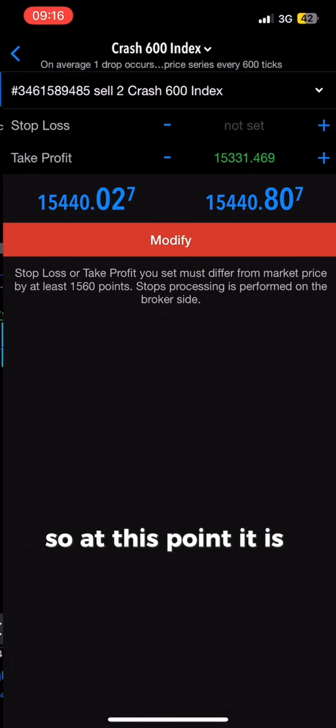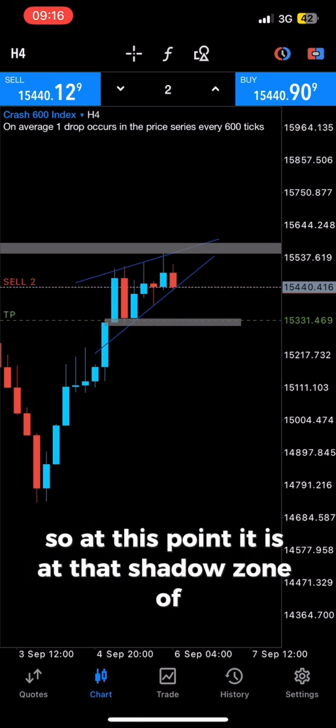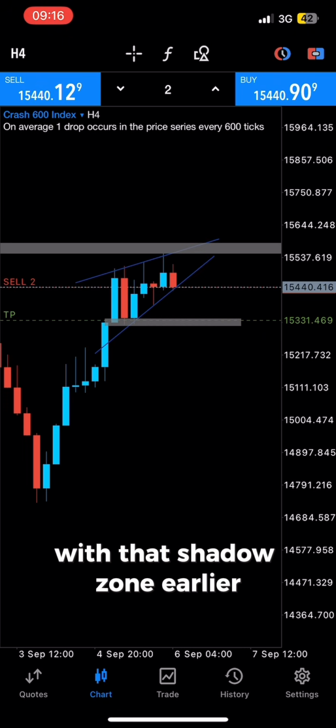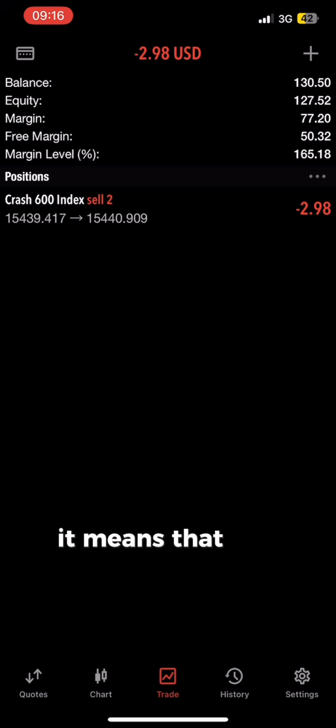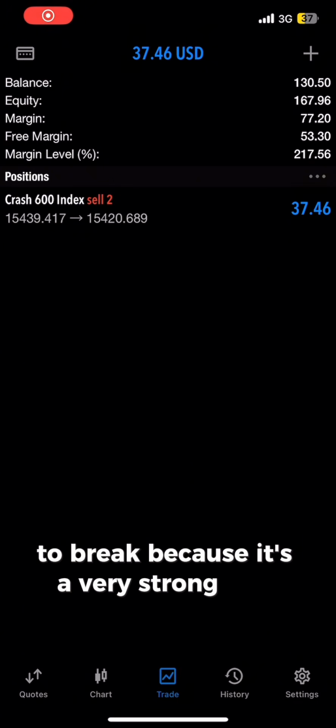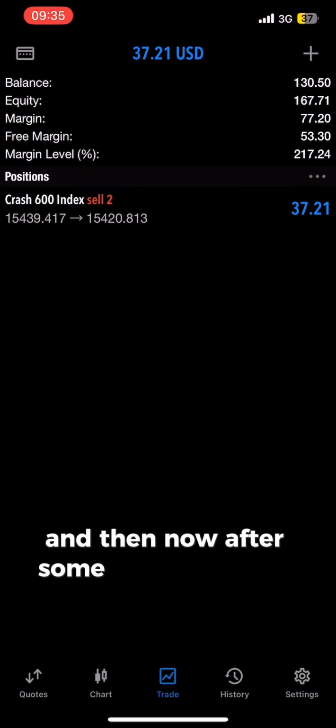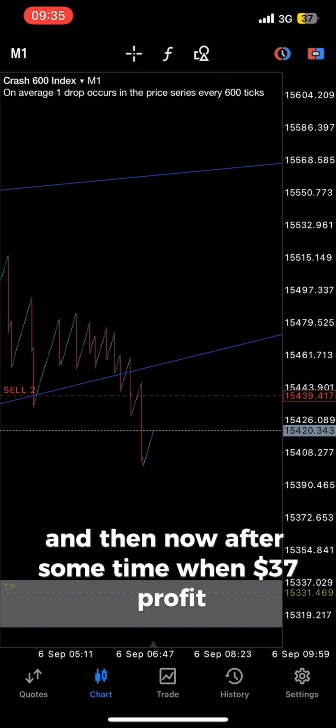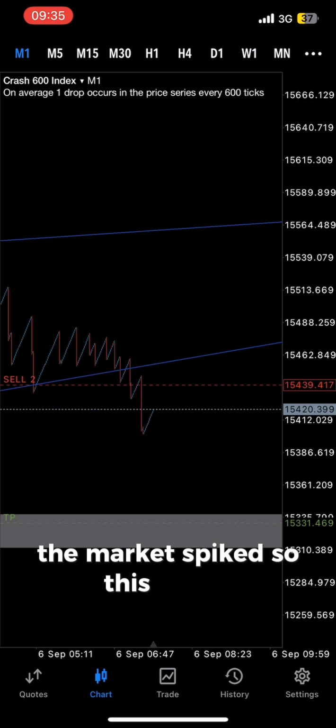So at this point, it is at that shadow zone. We have put that shadow zone earlier. So at this point, it means that the market is going to face a little bit of a challenge to break because it's a very strong area. And then now after some time, we're in $37 profit. The market spiked. So this is a lot.